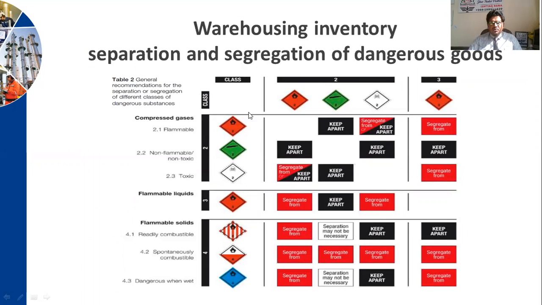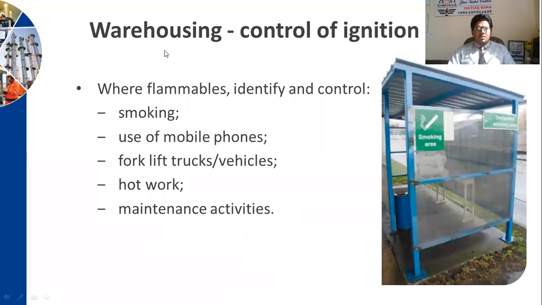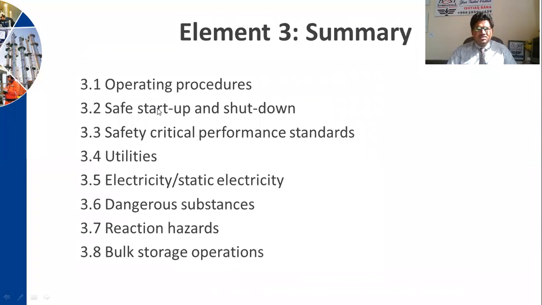This will also help with how you are going to segregate the goods. You can take time to understand this diagram. Okay, I hope it will help you. Now, warehouse controls of ignition sources: where flammable, identify and control smoking, use of mobile phones, forklift trucks, hot work, maintenance activities.